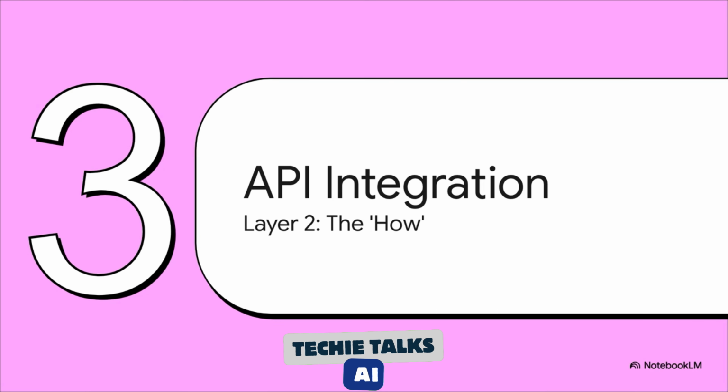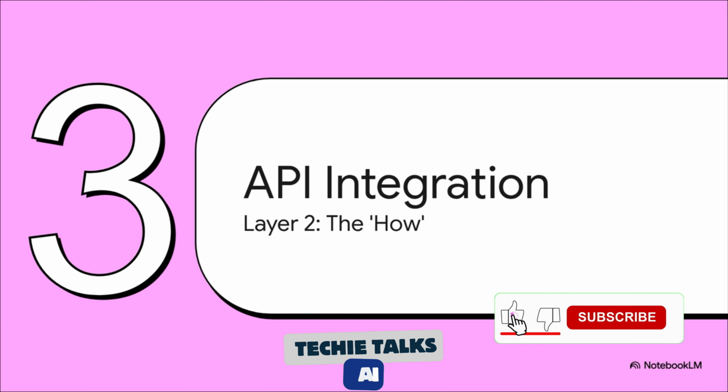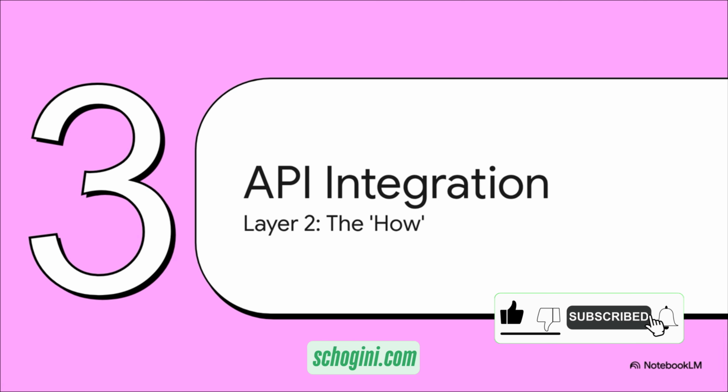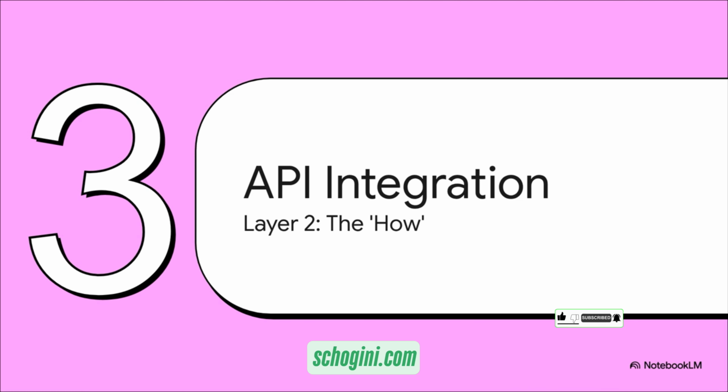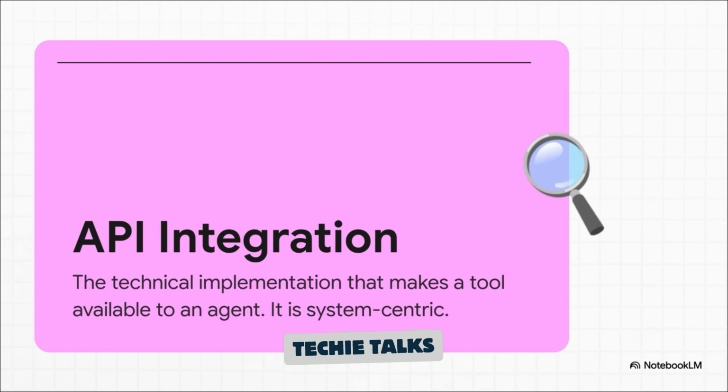All right, so that's the what. Now let's peel back the layers and get to the how. This is layer two, the systems view. This is where API integration comes in. And if tool use was the big idea, well, API integration is the nitty-gritty technical plumbing that makes the whole thing work. API integration is totally system-centric. It's all about the how. It is the actual code, the infrastructure, all that technical heavy lifting that connects the agent to that external tool. So if tool use is the what, API integration is precisely how it gets done.